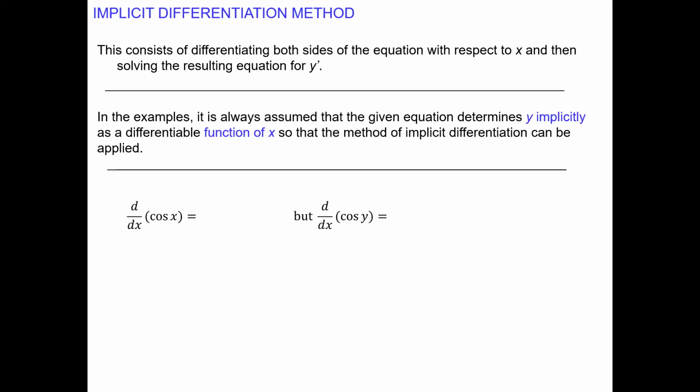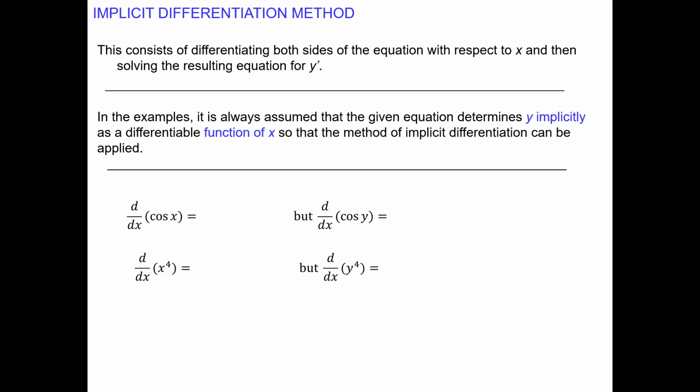Implicit differentiation method. First of all, let's see what we will do. The first step is we will take the implicit equation like it is. We will not solve for y, we will not solve for x, we will not rewrite. We will just take it like it is, like the first one and the second one that we just saw.